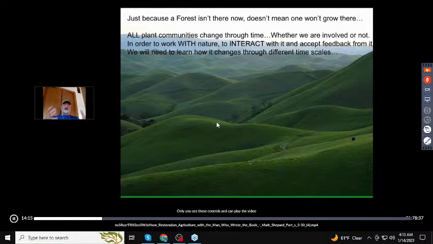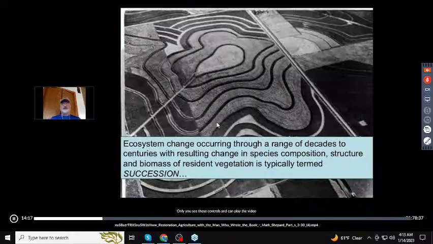Now, if you look at this farm right here, it's got contour terraces on it. It's mostly wheat. This is a property, I believe this is in Iowa, where this aerial photograph was taken. It's one from the 1970s.